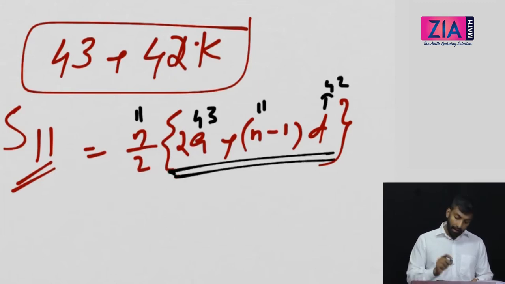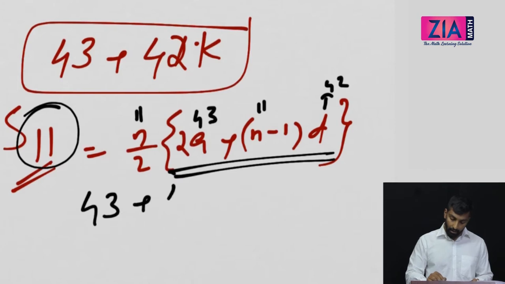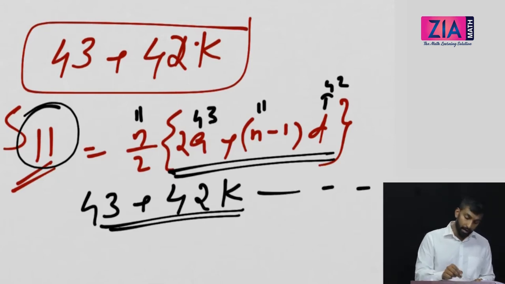But if they are not telling you there are 11 terms, they are just telling you a set of numbers within a range of 500, then you don't know what n is, and you don't know the last term either. But what you know is that the last term is less than 500. You know the first term which is 43, you know the common difference which is 42. Now based on this, you need to find the last term which is less than 500 that can come in the series. How will you find it?